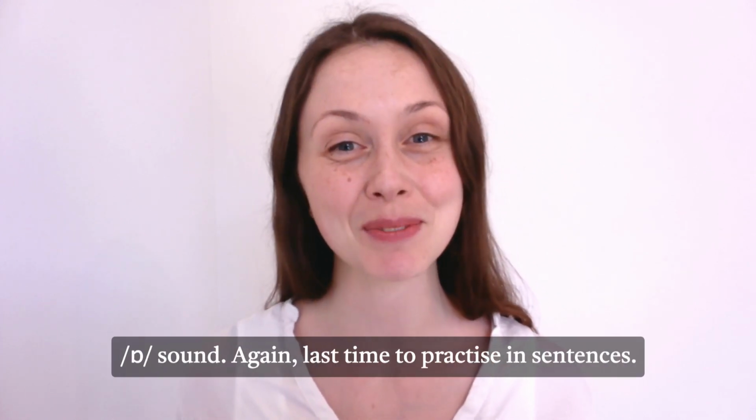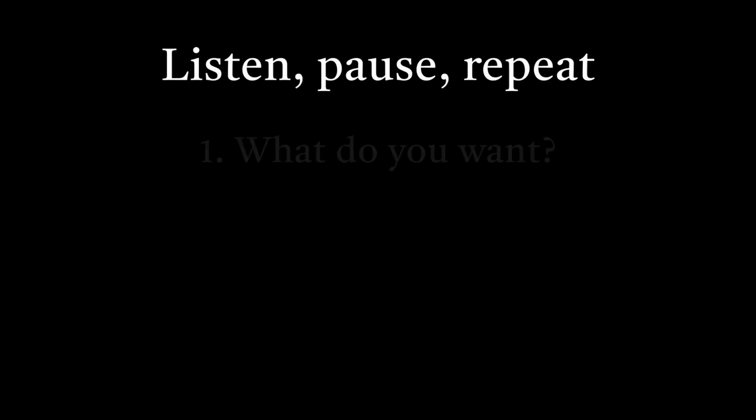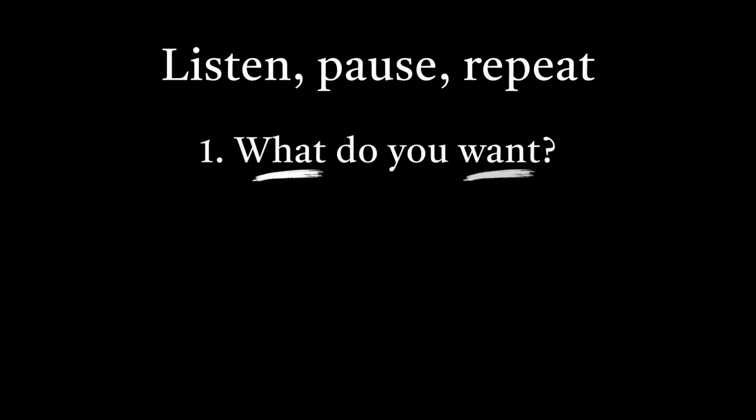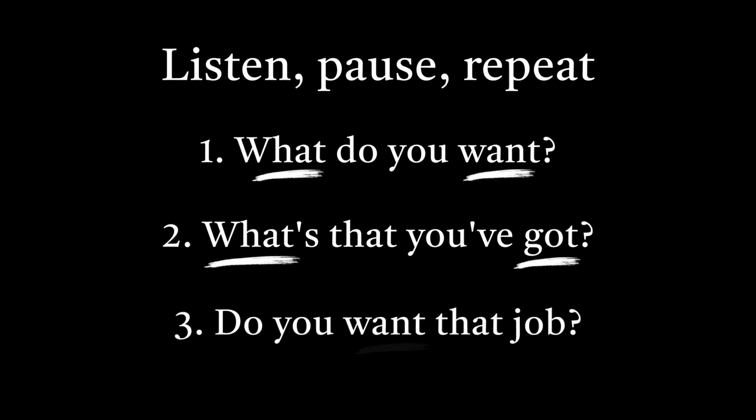Again, last time to practice in sentences, we're getting there. I will read and you can repeat, okay? The first one is, what do you want? Not the American, what do you want? What's that you've got? So I've got what, got as well. What's that you've got? Instead of the American, what's that you've got? And finally, do you want that job? O, want, job, O. Okay, instead of American, do you want that job? More of an A sound.